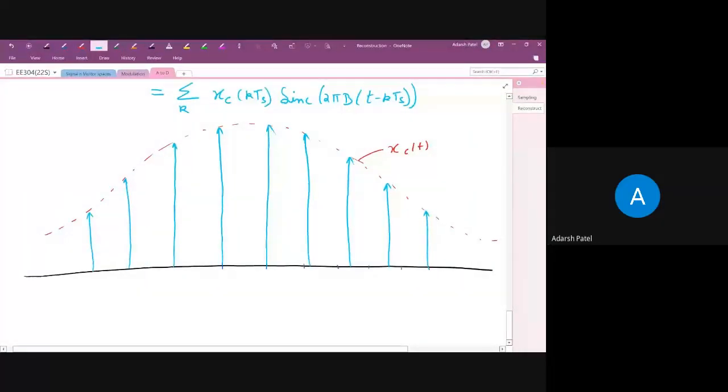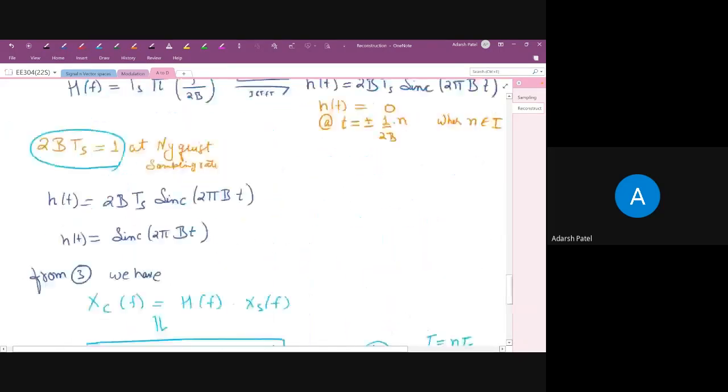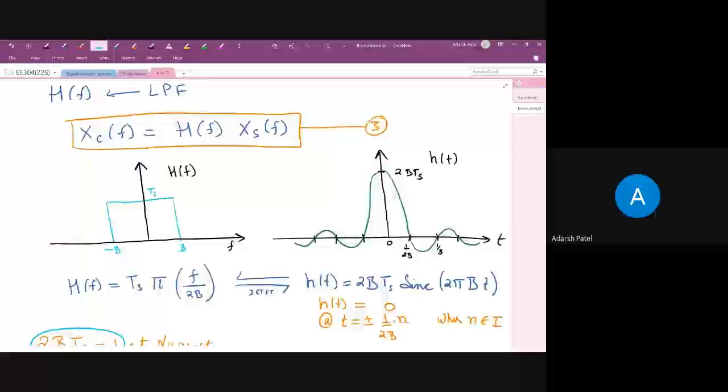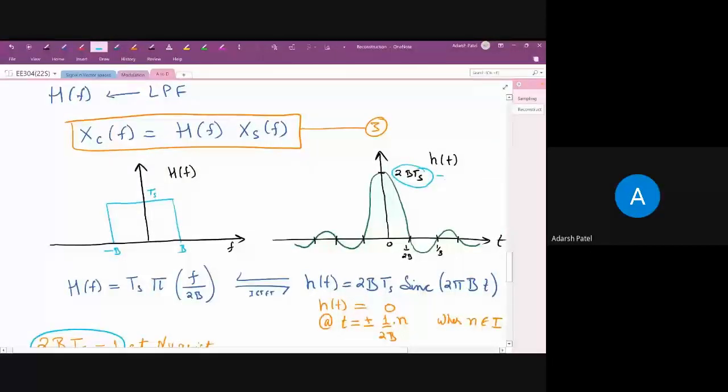So what will be the sinc 2 pi b (t minus kTs)? So that at t equal to 0, this will be the sinc sitting at that value, with an amplitude equal to the amplitude of the impulse function, because we have said that this 2bTs is equal to 1. This is equal to 1.